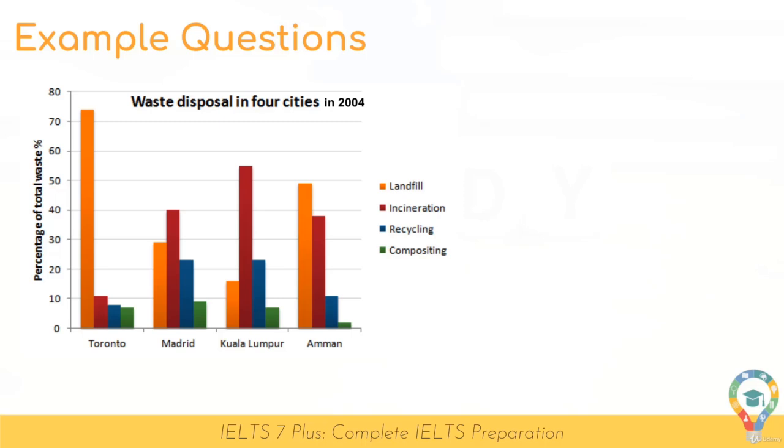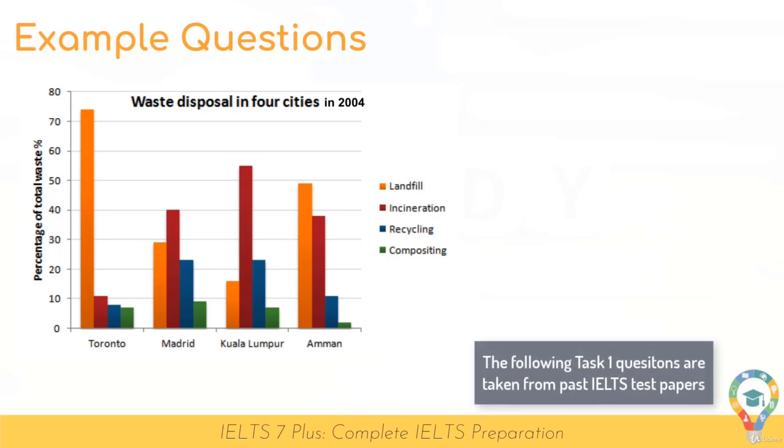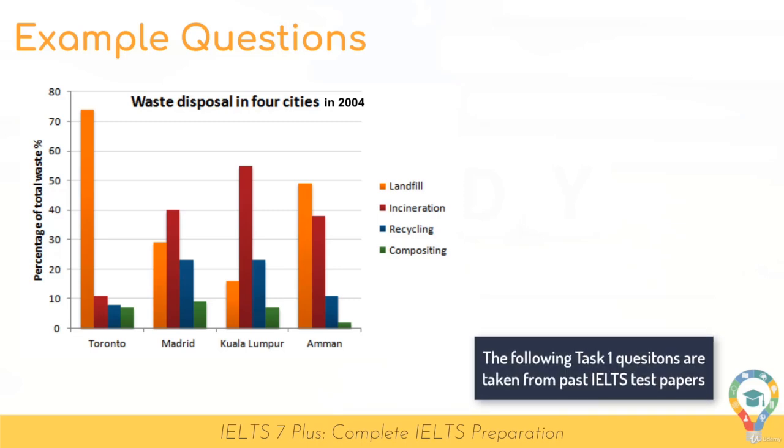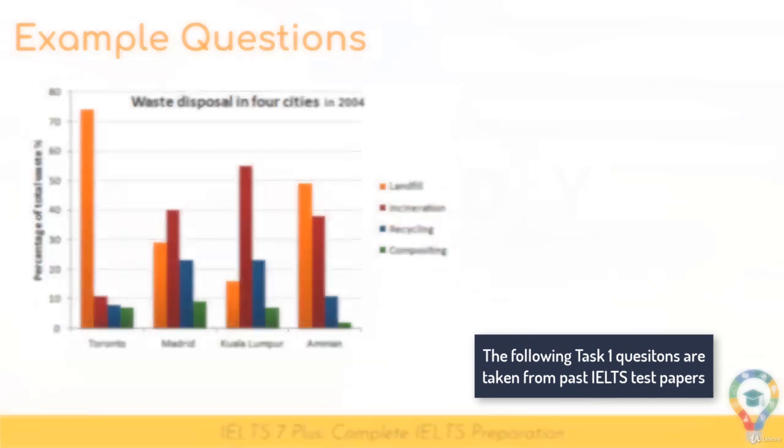On the bottom, on the x-axis, we can see the names of the 4 cities. And to the left on the y-axis, we can see how it was recorded, which was the percentage of total waste. Now we have a better idea what this bar graph is showing us. Let's take a look at the question.